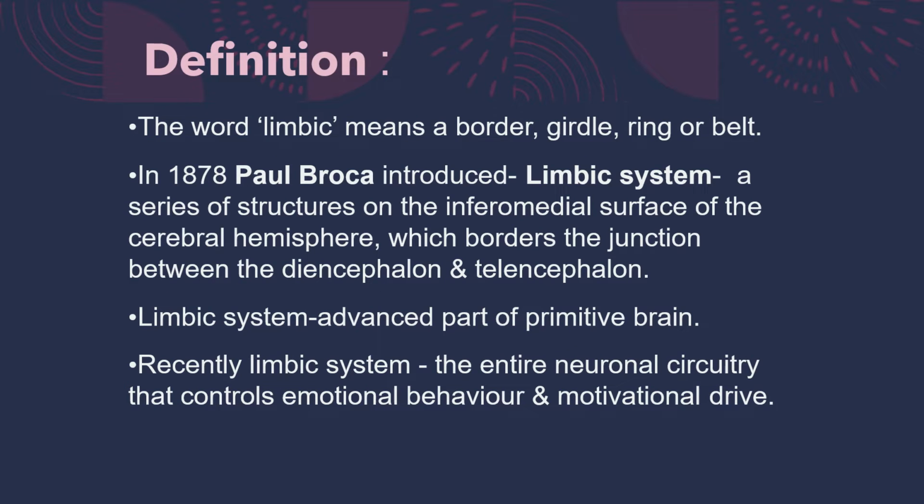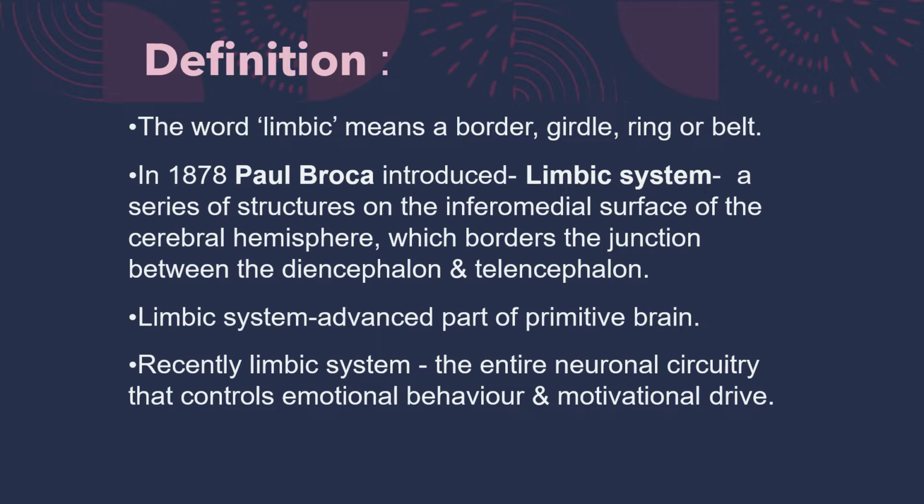Coming to the definition of the limbic system. The word limbic means border, girdle, ring or belt. In 1878, Paul Broca introduced the limbic system, a series of structures on the inferomedial surface of the cerebral hemisphere, which borders the junction between the diencephalon and telencephalon.